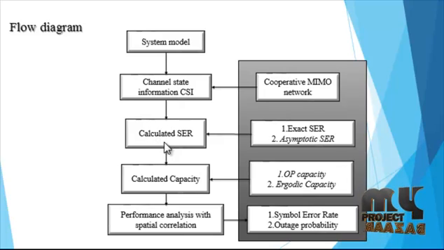And then the SER is calculated. SER is the symbol error rate. There are two types of SER: the exact SER and the asymptotic SER. In the exact SER, in the presence of outdated CSI, we derive the SER of the STNC, space-time network coding, with antenna selection associated with the new active relay set, due to outdated CSI.